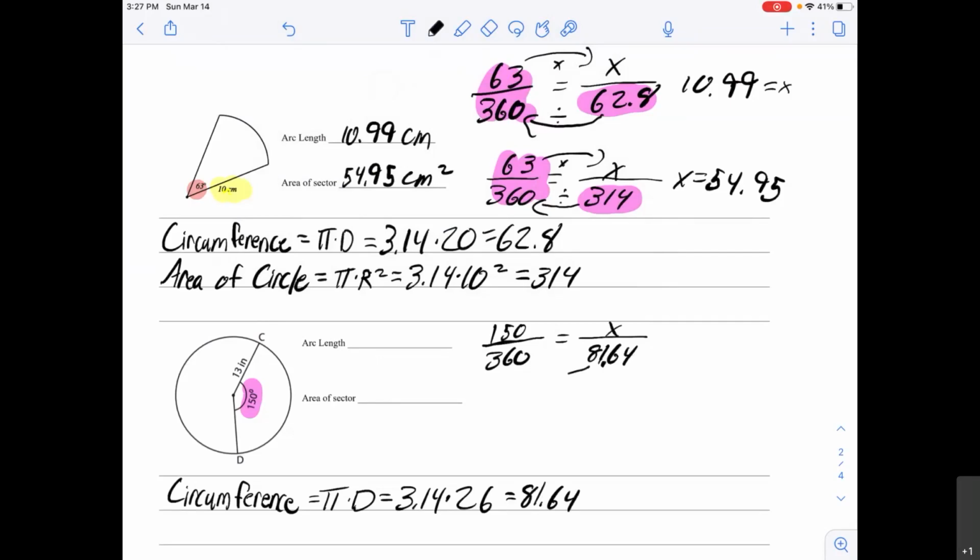Now to solve the proportion. Just like in the past, we can divide, so we can multiply. On my calculator, I do 81.64 divided by 360 times 150. I get x equals 34.02. So my arc length is 34.02 inches.